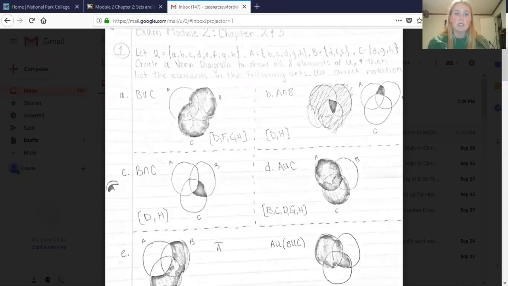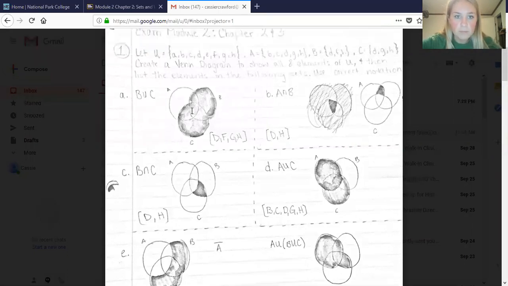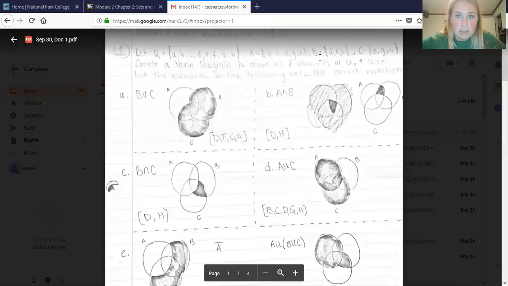Okay, so number 1, we are making Venn diagrams to show all 8 elements of U, and then we are also listing the elements in the following sets. I'm only going to talk about one, which I think I'm just going to pick A. So for B, it equals D, F, and H, as you can see up here, which is given to us in the problem. And C is D, G, H.